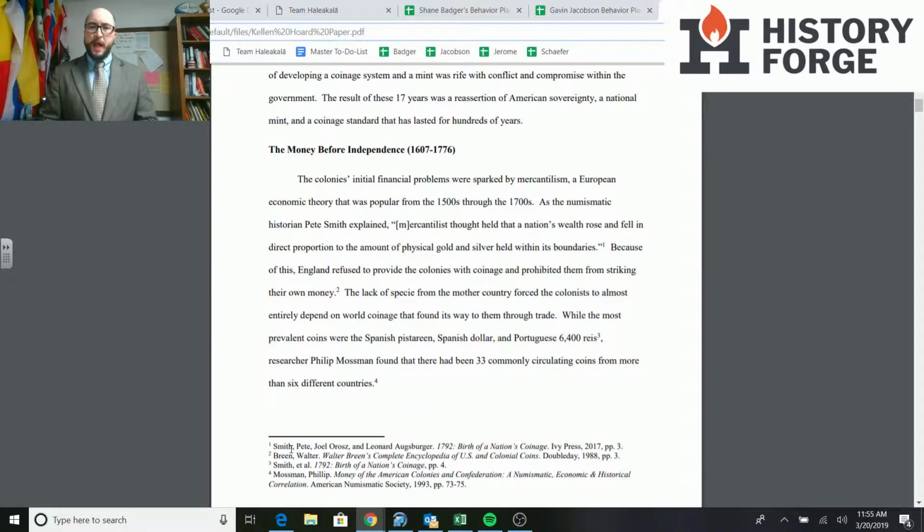Your footnotes just tell the reader exactly where you're getting your information. So in this case, where are we finding this quote? If I look down here, it says Pete Smith, Joel Orzaz, and Leonard Augsburger. And then right here it says 1792, Birth of a Nation's Coinage, Ivy Press, 2017, page 3. So if I ever wanted to check this quote, I could look at this book and look at the footnotes and figure out whether or not the student's actually telling me the truth. Is the quote actually there? That way I can check their resources.